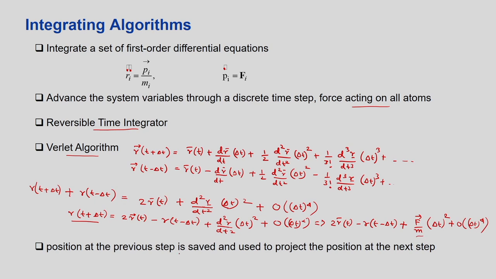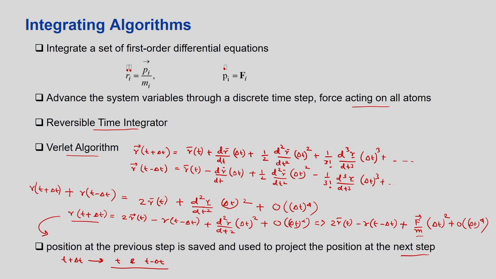Now, the position at the previous step is thus saved and used. What do I get from this Verlet algorithm? The position at the previous step is saved and is used to project the position at the next step. So, eventually I am predicting the value at t plus delta t by knowing the values at t and t minus delta t. That is what the Verlet algorithm talks about. But still, we have not come across any velocity.